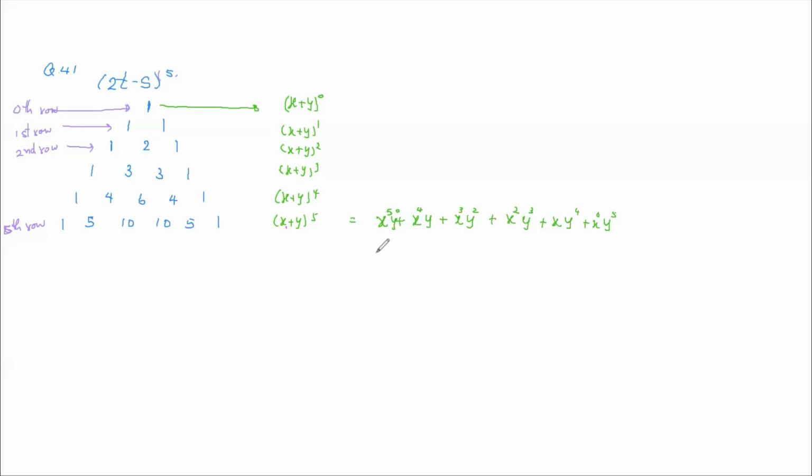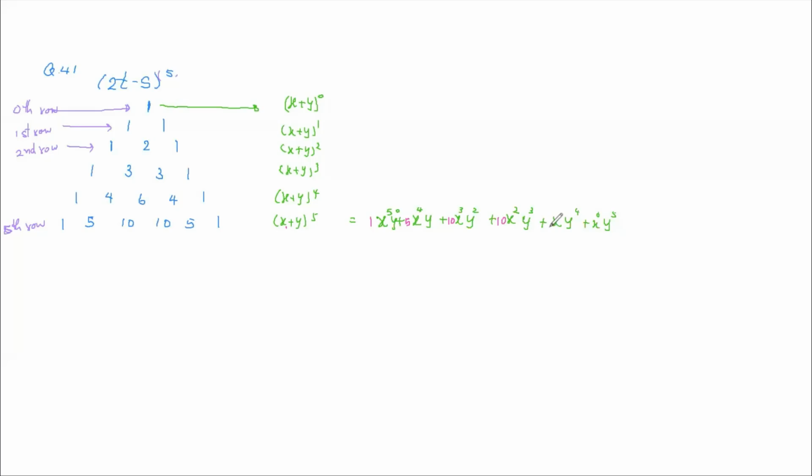Now we insert the coefficients. This is the coefficient for each term. See the first one, 1, goes here, and 5 is the coefficient of the next term. Next, 10 is the coefficient of this one, and the next 10 is the coefficient of this term.